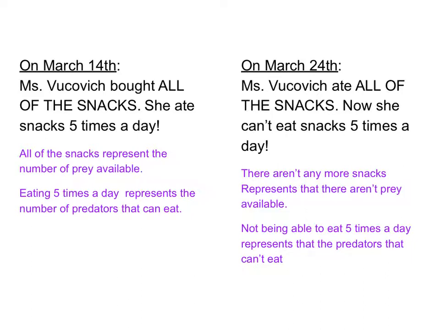If you think of this relationship of having snacks in your house and being able to eat a lot as a predator and prey relationship, you'll understand that cycle. So I put in purple that all of the snacks represent the number of prey available. Eating 5 times a day represents the number of predators that can eat.